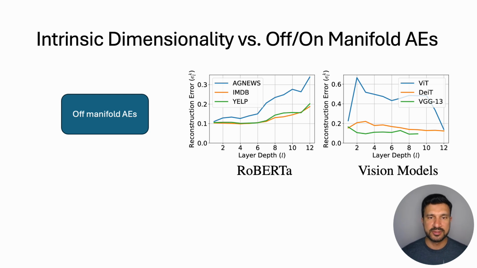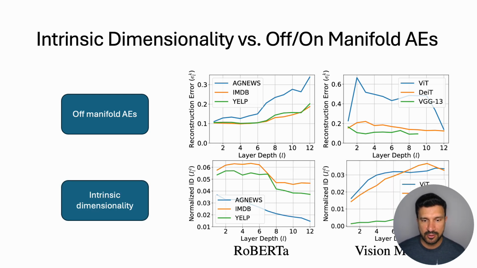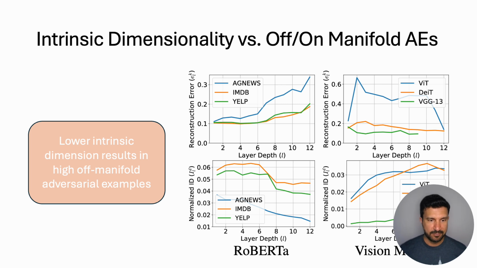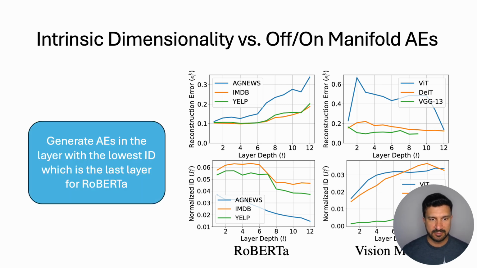There our hypothesis is that if a layer has a smaller intrinsic dimensionality, then it is likely to have more off-manifold adversarial examples. The second figure plots the intrinsic dimensionality, and we can see that the trend is strongly correlated with intrinsic dimensionality, where higher intrinsic dimensionality results in fewer off-manifold examples. So this supports our hypothesis: lower intrinsic dimension results in more off-manifold adversarial examples.